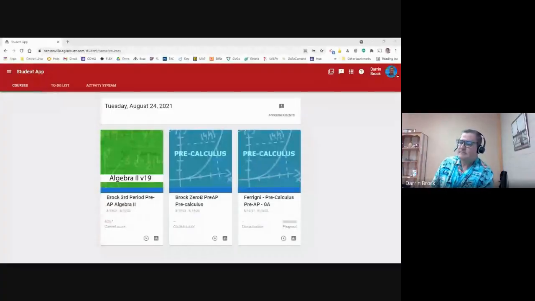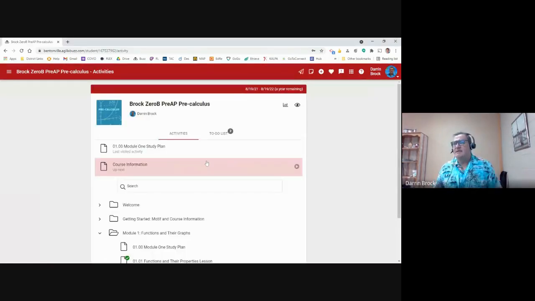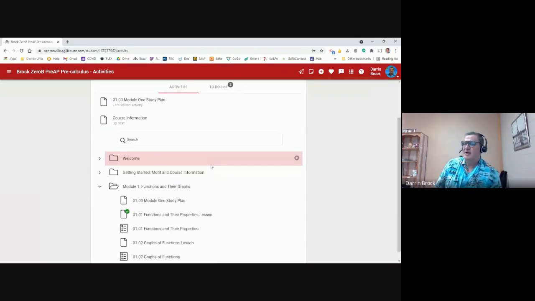Okay, right here. From the student screen, I'll have all your classes here, any other classes you have on Buzz, and you're going to look for the Brock 0B, the pre-calculus. You see this big pre-calculus thing. So when you go to that and click on there, here is what you have visible currently.